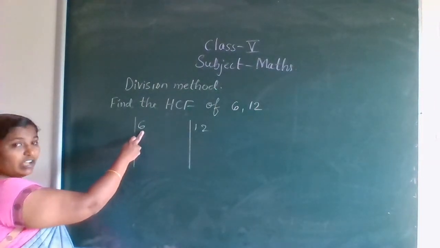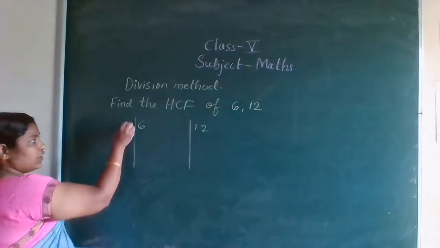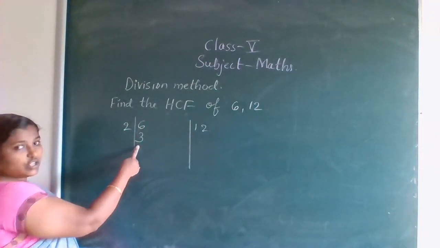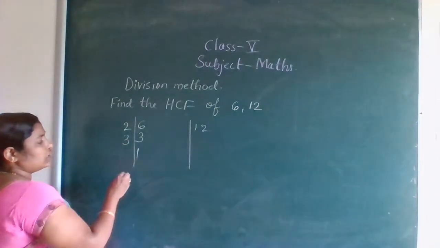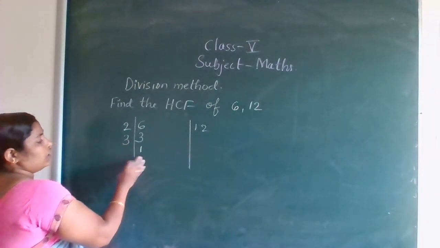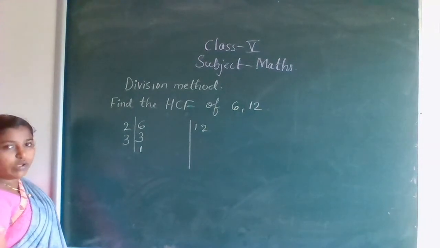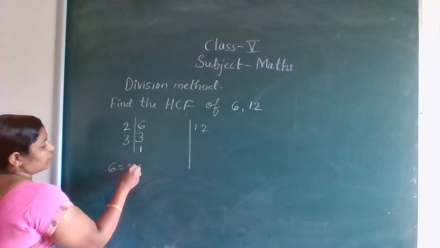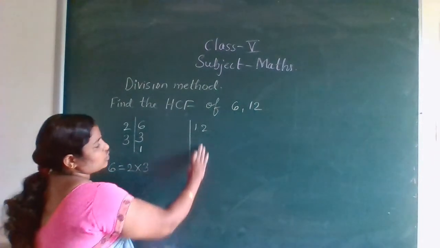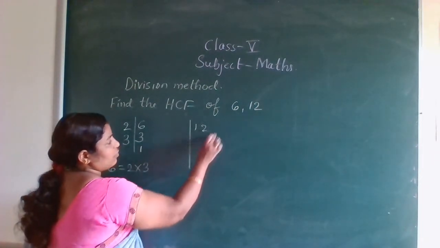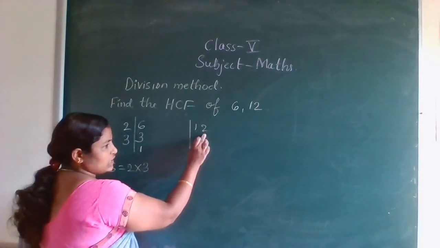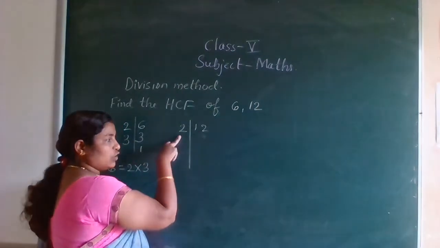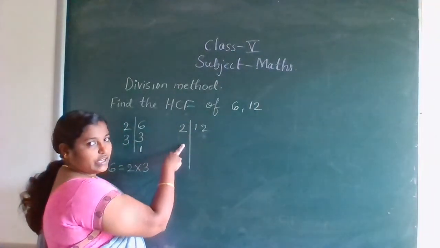If it is an even number, take 2 first. 2 threes are 6. Next 3 is an odd number, so take 3. 3 ones are 3. If we get 1, the problem is over. So 6 is equal to 2 into 3. Do 12 also by the division method. See the ones place. 2 is there, so this is an even number. If it is even, take 2. If it is odd, take 3 or 5.